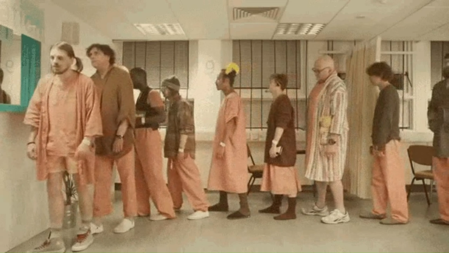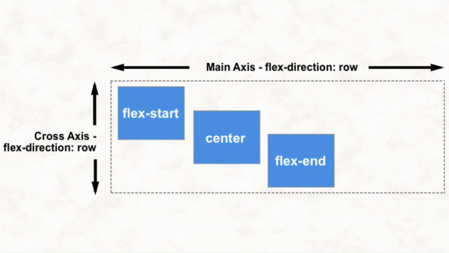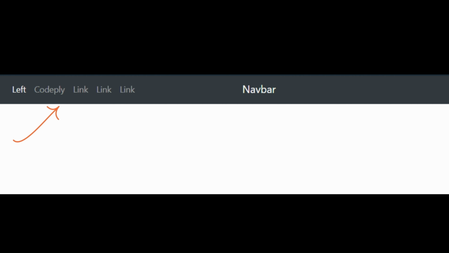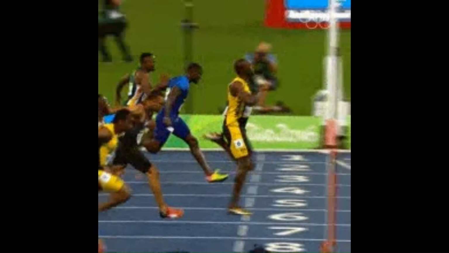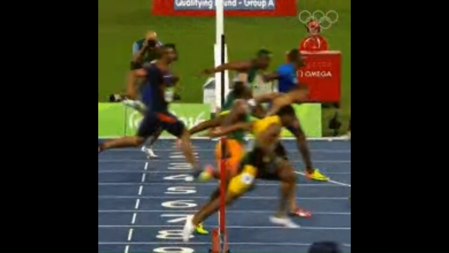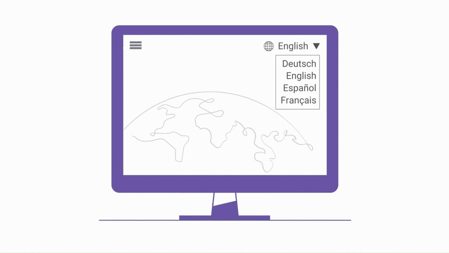Flex start. Flex start is like people lining up at the beginning of a queue. Everyone's right there at the start. Perfect for left aligned navigation menus. Flex end. Flex end is like when everyone gathers at the finish line of a race, everything packed at the end. Great for right aligned content like language selectors in headers.